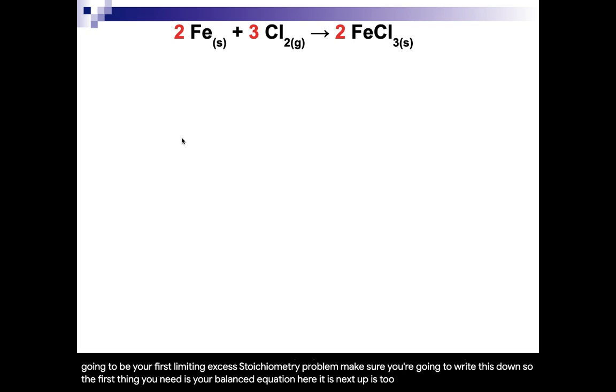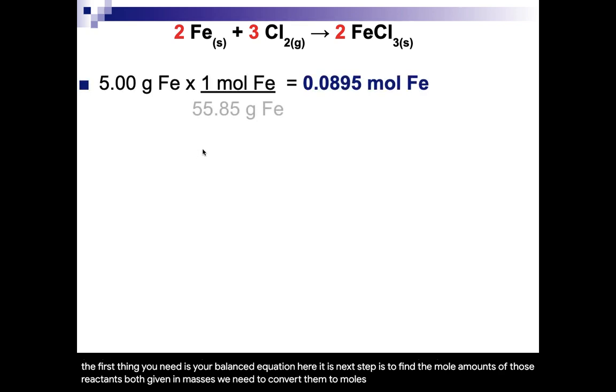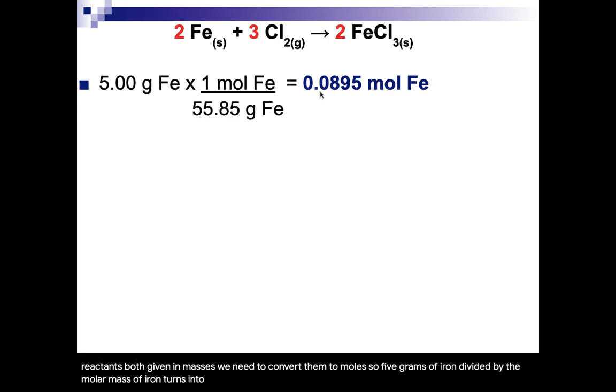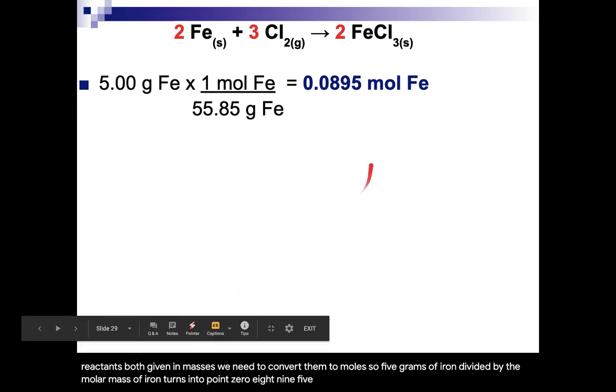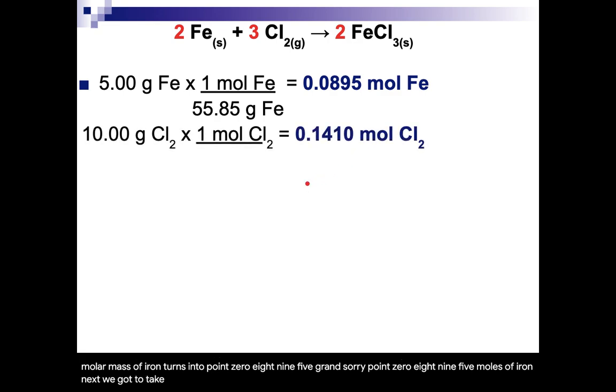So the first thing you need is your balanced equation. Here it is. Next step is to find the mole amounts of those reactants, both given in masses. We need to convert them to moles. So 5 grams of iron divided by the molar mass of iron turns into 0.0895 moles of iron. Next, we take the other reactant, 10 grams of chlorine, divided by the molar mass of diatomic chlorine, and it produces 0.1410 moles of chlorine.